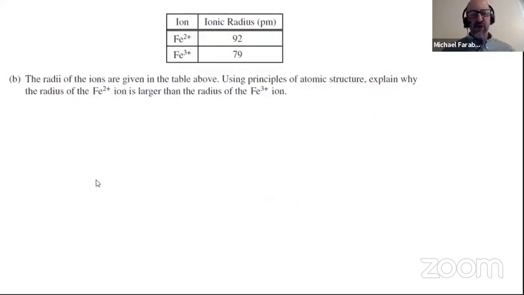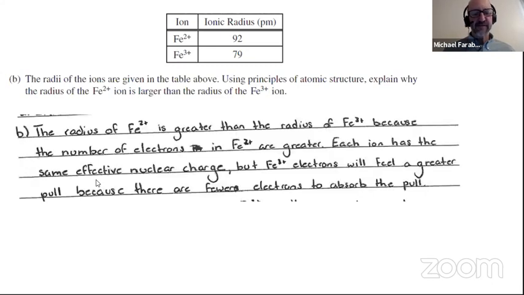All right, this has to do with atomic structure. We're given iron with a charge of +2 and iron with a charge of +3, and we're also given the ionic radii for these ions. The radii are given in the table above. Using principles of atomic structure, explain why the radius of iron 2+ is larger than the radius of iron 3+. Here is what the student said.